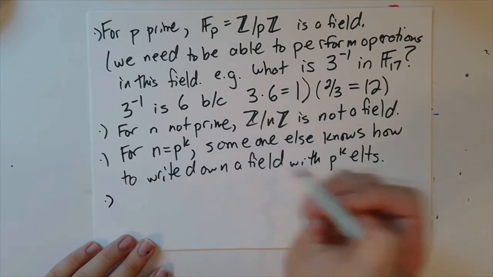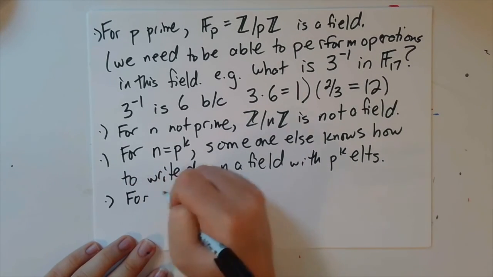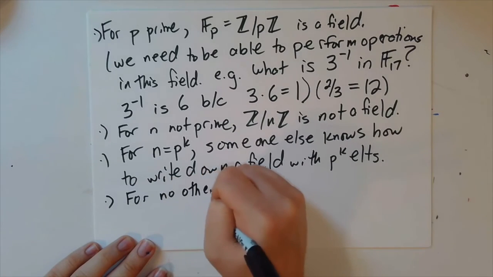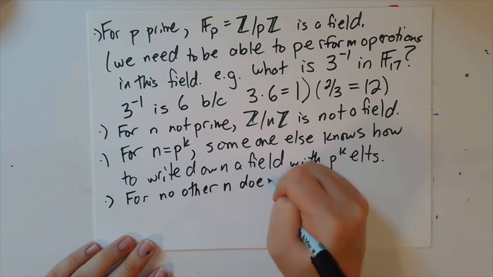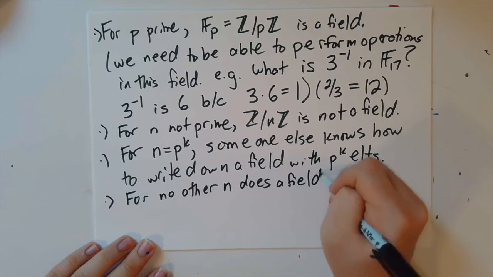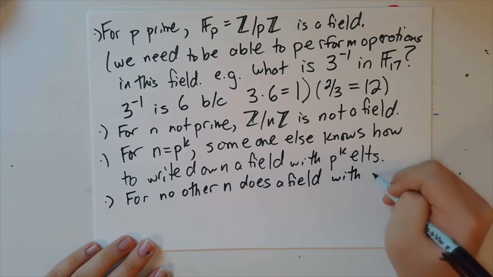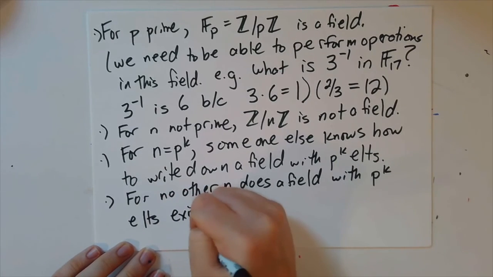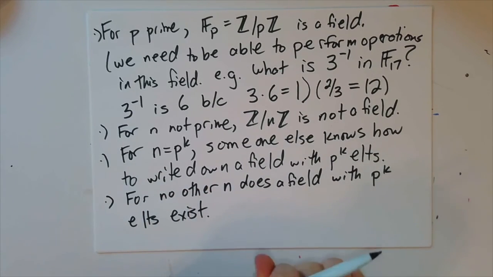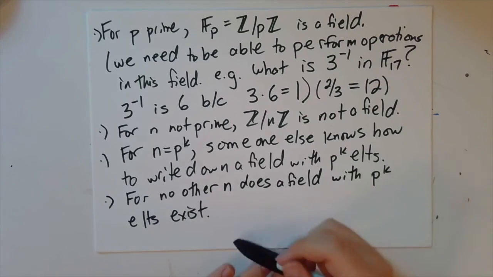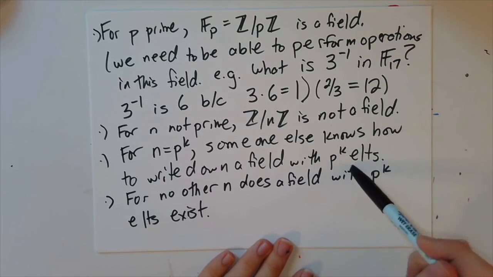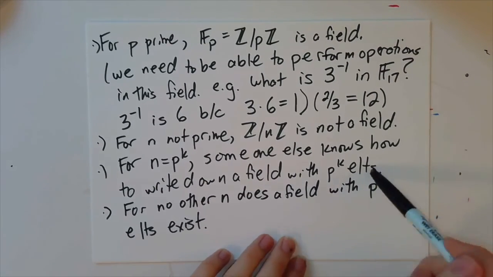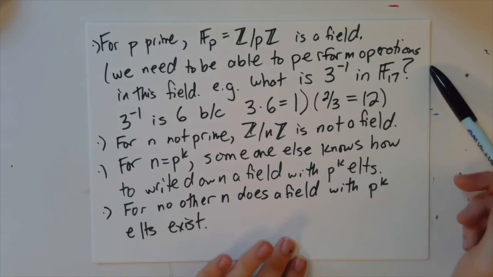And then, lastly, for no other n does a field with n elements exist. So no field with 6 elements, no field with 10 elements, no field with 105 elements, and so on and so forth. So we know exactly when there is a field with p to the k elements, and if k is 1, we know what that field is, and we know how to perform the operations in it.